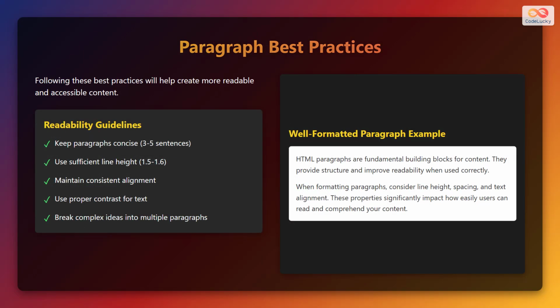Let's look at the best practices for paragraphs. Following these best practices will help create more readable and accessible content. A few of the readability guidelines are: keep paragraphs concise with 3 to 5 sentences. Use sufficient line height of 1.5 to 1.6. Maintain consistent alignment. Use proper contrast for text. Break complex ideas into multiple paragraphs. A well-formatted example is shown in the preview.